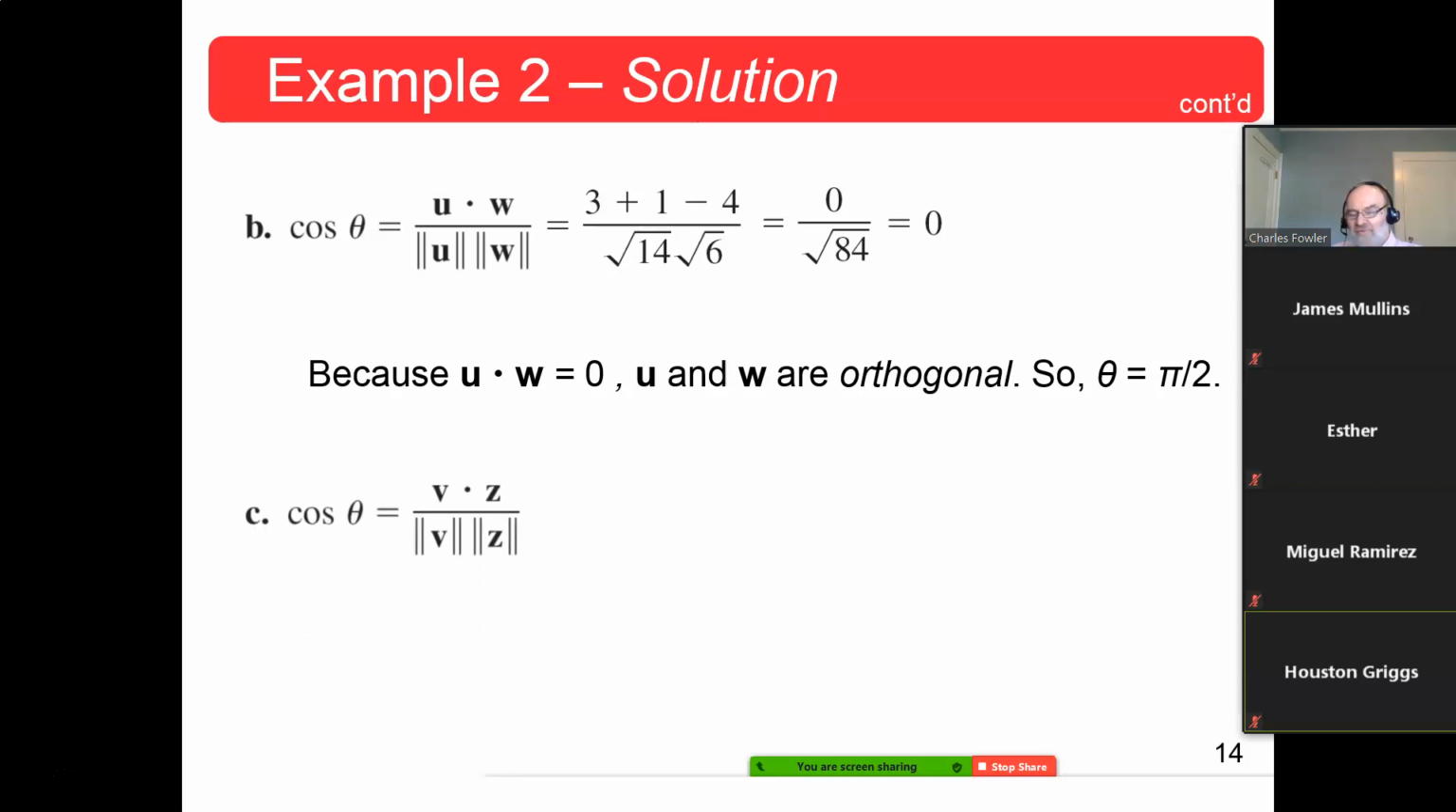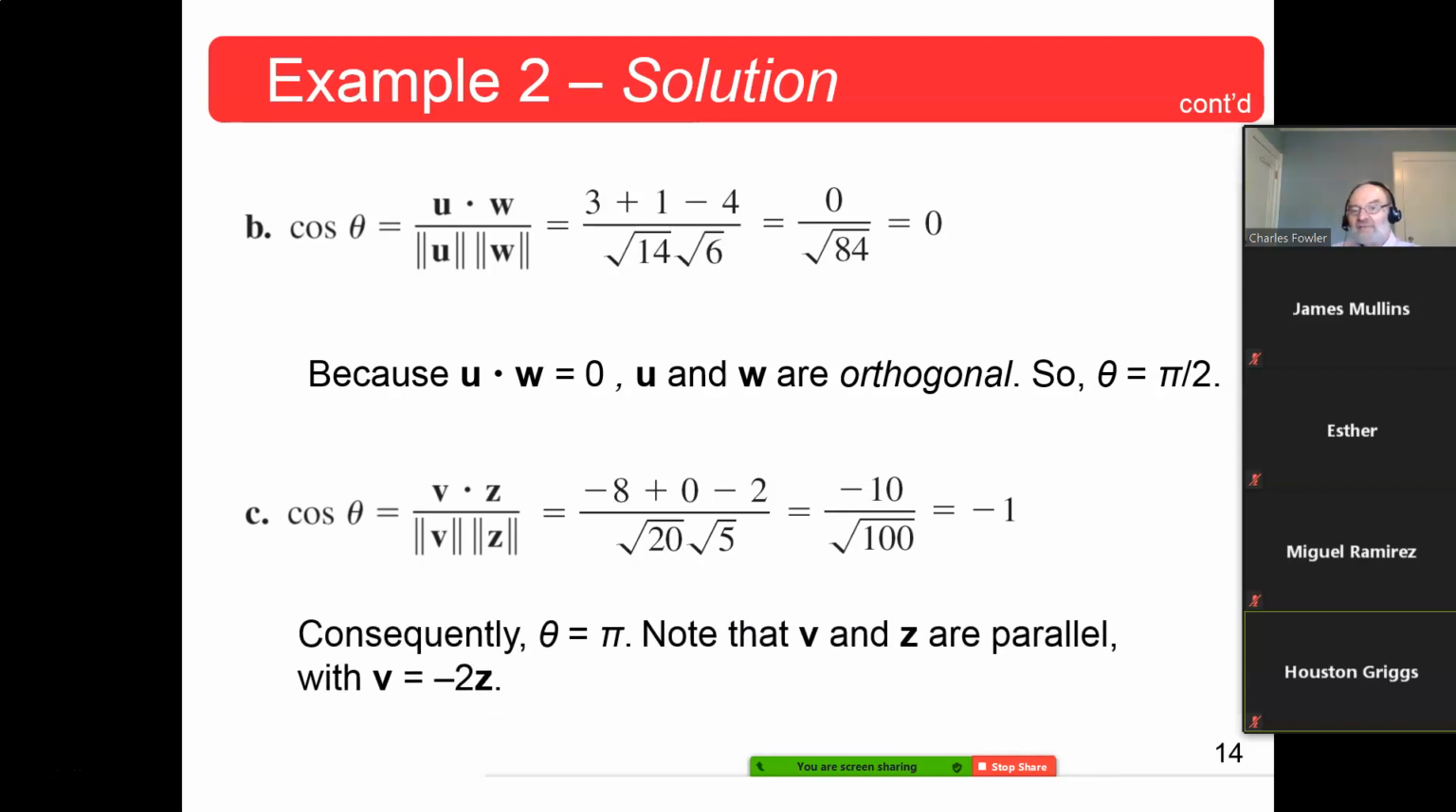The C part then, cosine theta would be the dot product of V dot Z over the magnitude of V times the magnitude of Z. And that was minus 8 minus 2. We got that also, divided by square root of 20 times square root of 5, which is square root of 100, which is 10. So that's minus 10 over 10, which is minus 1. And the only place where cosine of some angle is equal to minus 1, because you're only defined between 0 and pi, would be at pi. So consequently, theta is equal to pi.